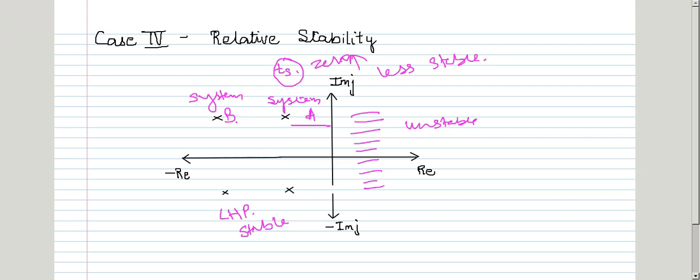Whereas in system B, as the poles are located far from the imaginary axis, the decay time will be less, which will in turn give lower settling times, making it the more stable system. So the conclusion which can be drawn from this is that as the roots of the characteristic equation, or the pair of roots, move far away from the imaginary axis, the relative stability of the system improves.